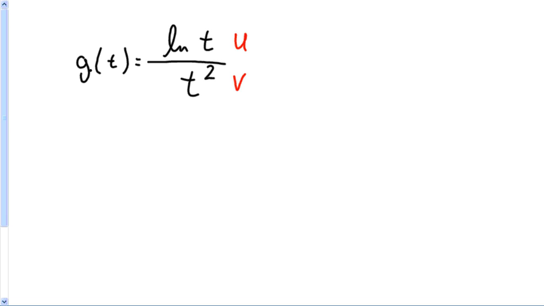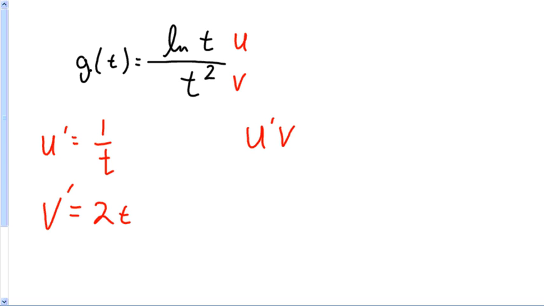So I'm thinking the quotient rule. So take my derivatives. U prime would be 1 over t times the derivative of t, which is 1. Let's see. V prime, excuse me, would be 2t. All right, awesome. So let's come back in here. Let's do our quotient rule: U prime V minus U V prime over V squared.